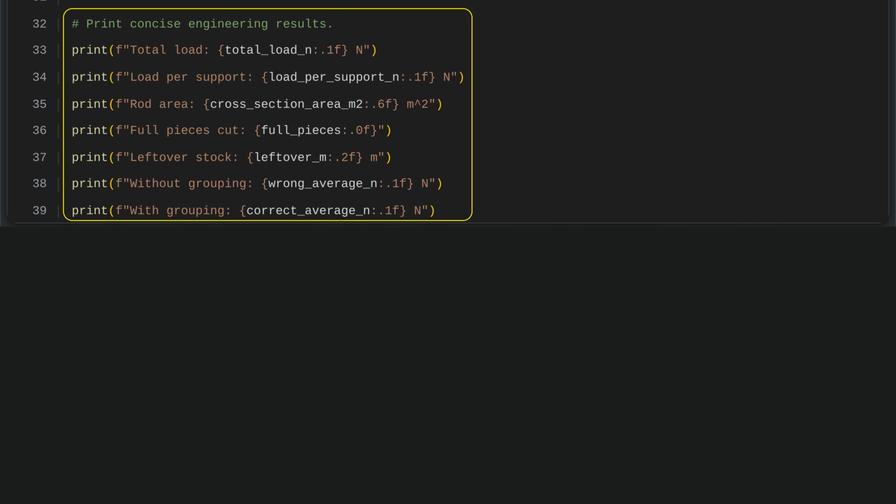The output presents key engineering results in clear units and rounded formats. Total load, load per support, rod cross-sectional area, number of full stock pieces, and leftover stock length. It also compares two average calculations, one with proper grouping and one without, to show how parentheses can change a formula's result.